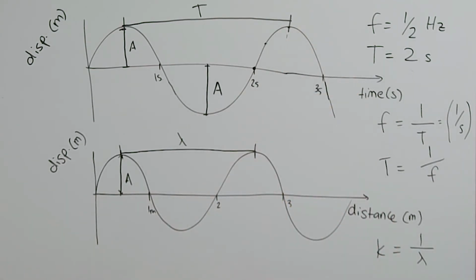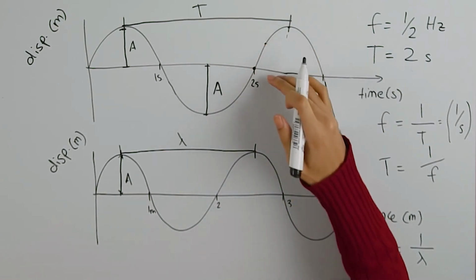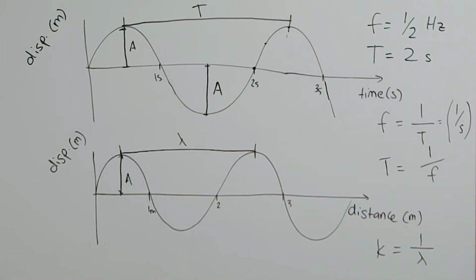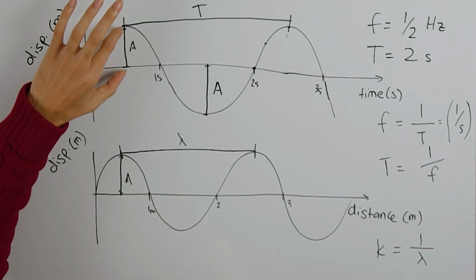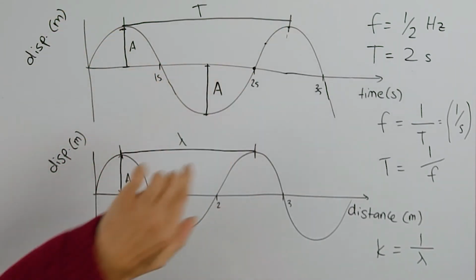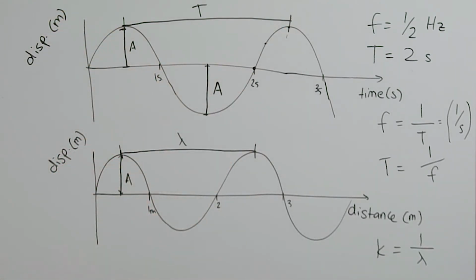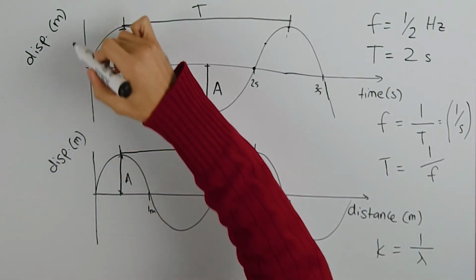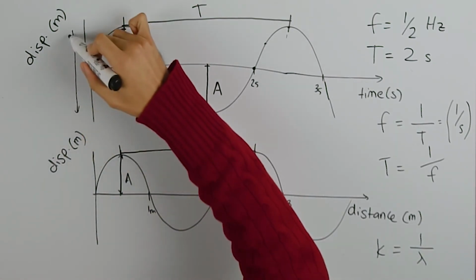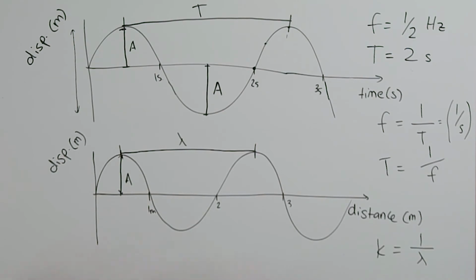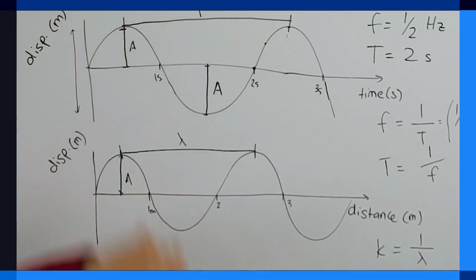So the displacement is just a way of saying how far we are away from the equilibrium position at any point in time, but the amplitude is the maximum displacement. So these values here are the amplitude. Just don't get confused, because sometimes people will think the entire distance from the top of the wave to the bottom of the wave is the amplitude, but it's not. It's half of that.